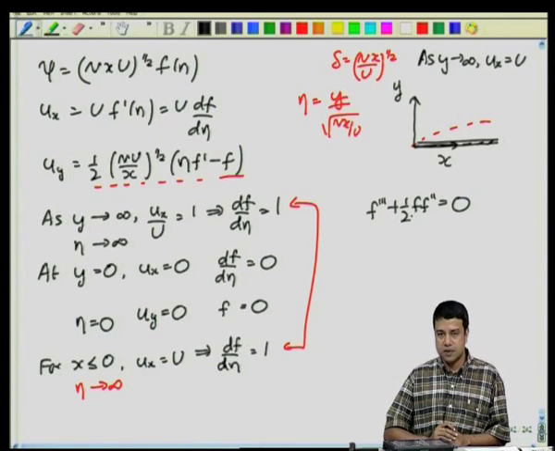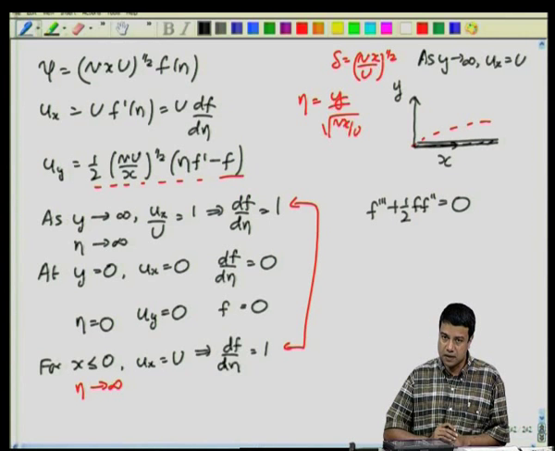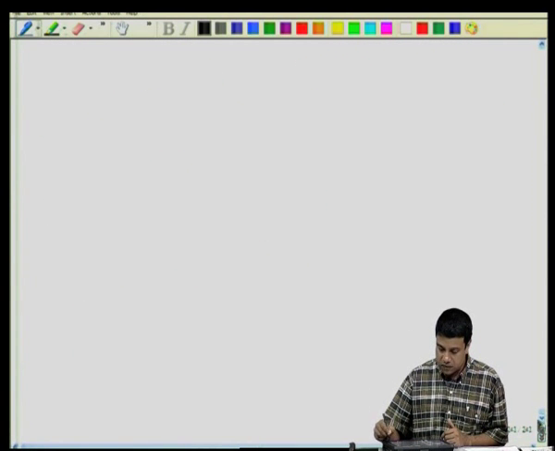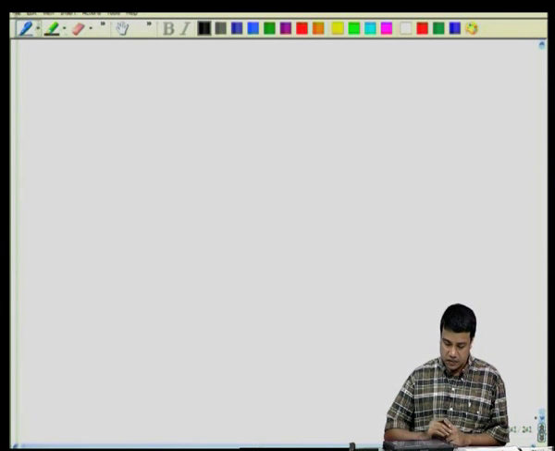This equation can be solved subject to the boundary conditions to get a solution for f. This is a nonlinear equation, so it is not as easy to solve analytically. Nevertheless, one can get a solution for this nonlinear equation by numerical methods. And the solution for this equation turns out to be of this form.